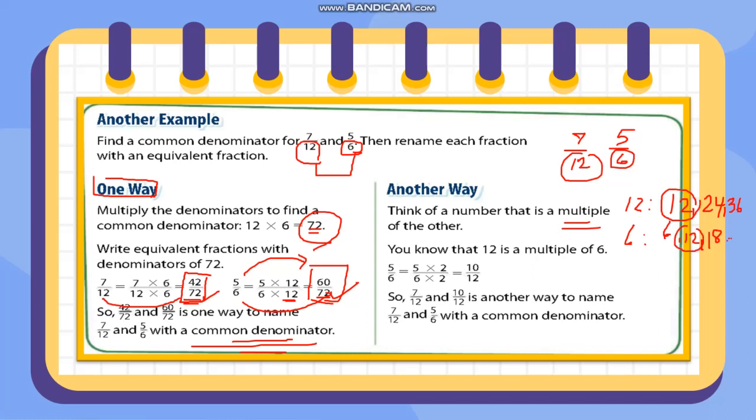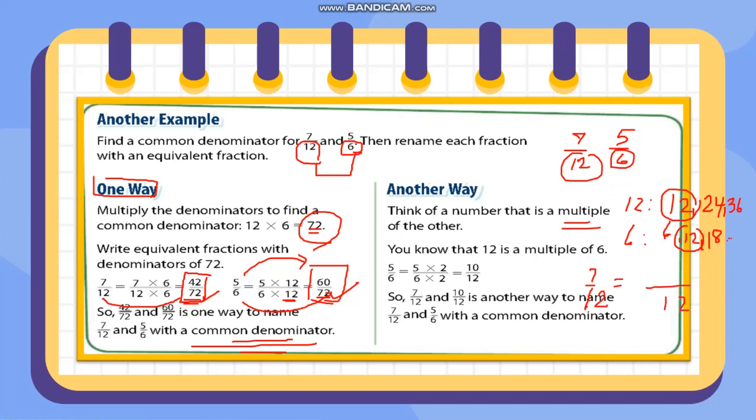If you continue finding the multiples, you can find a lot of common denominators, but the least common denominator of 12 and 6 is 12. That's why we're going to use 12 as their common denominator. So for 7/12 and 5/6, I'm going to write it here. 7/12, their common denominator is 12.